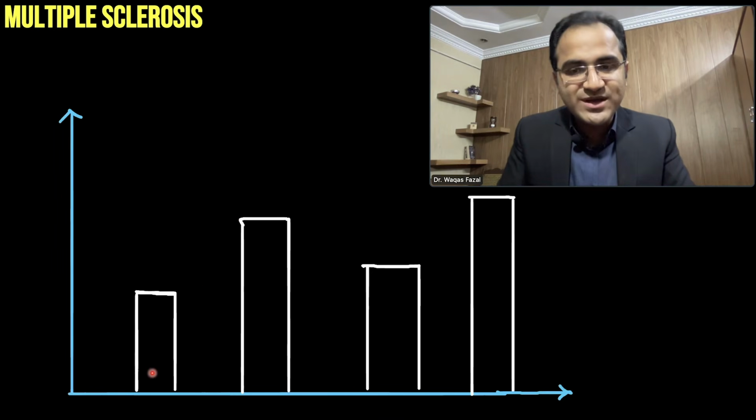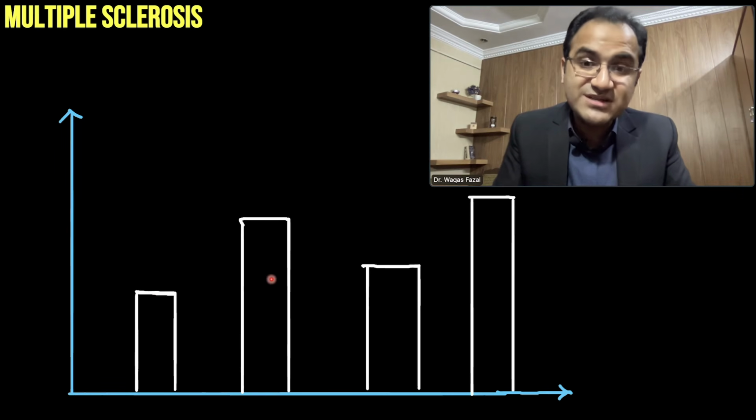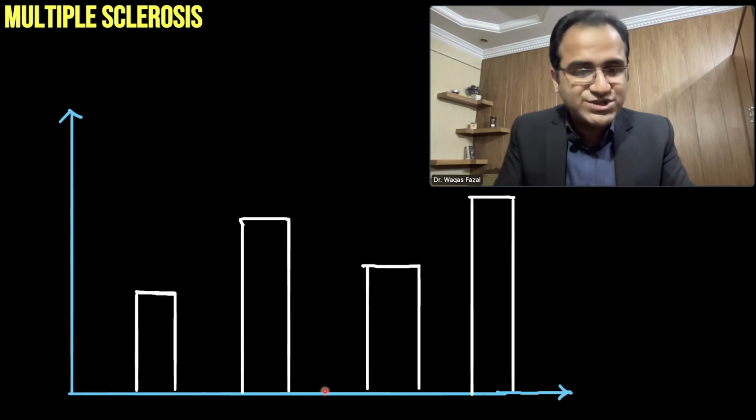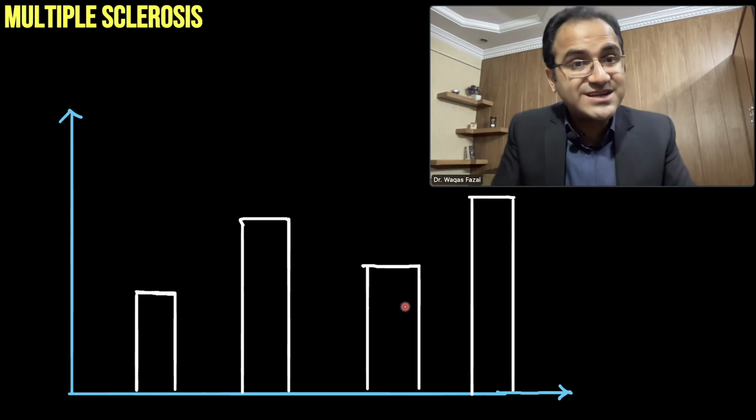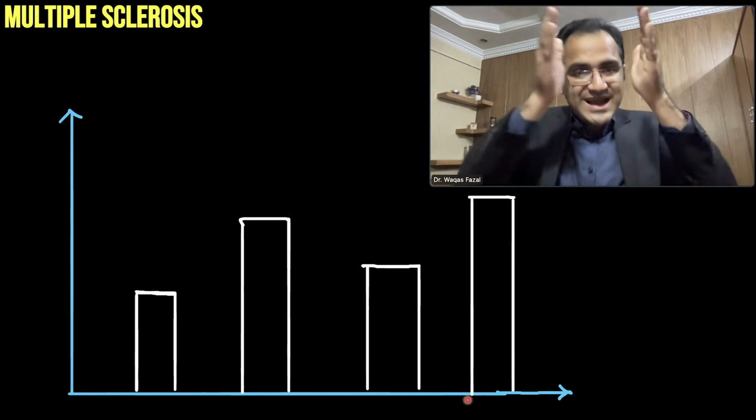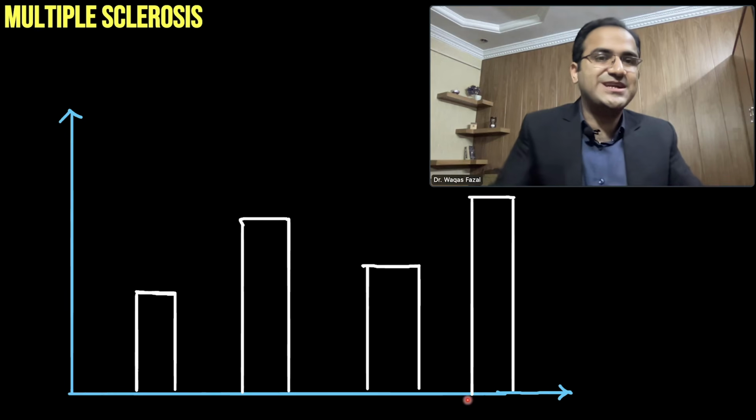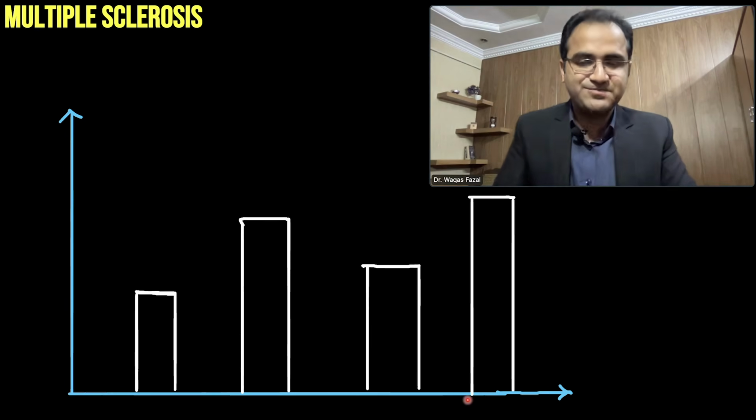Now this is a picture showing the exacerbations. Patient gets an exacerbation, but then the patient is totally fine. Then the patient gets another exacerbation. After that the patient is totally normal. Then the patient gets another exacerbation. So relapse and remission takes place. That is the relapsing remitting pattern.